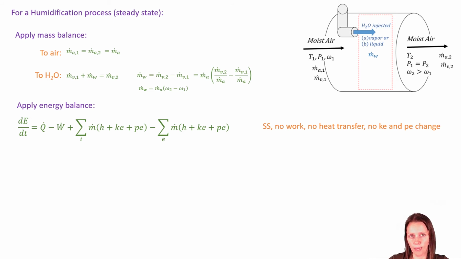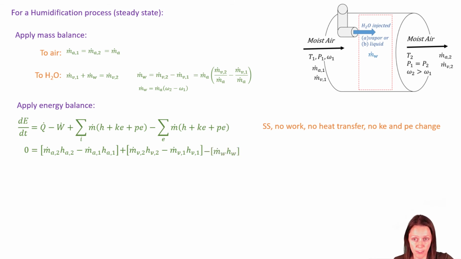So all I've got are the sums of the m dot H's coming in and out. I'm going to write that as 0 equals the sum of the m dot H's coming out minus the sum of the m dot H's going in. I could certainly reverse that if I wanted to, but I'm doing out minus in. Okay, so I've got dry air coming out, dry air coming in. And then for my water vapor, I've got water vapor coming out minus water vapor coming in, and that's not accounting for the injected water, which I'm just going to call for the time being m dot W, and the enthalpy of that H W.